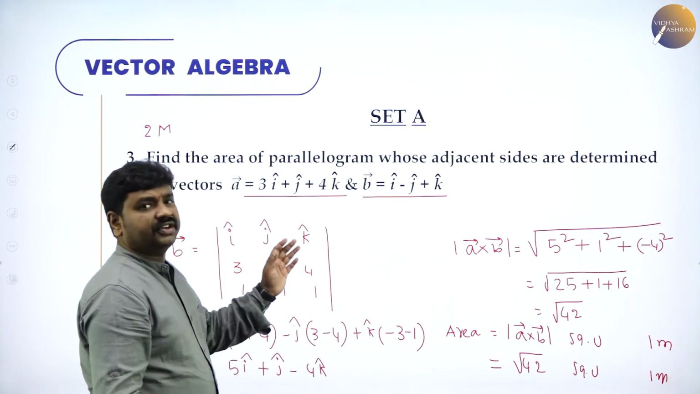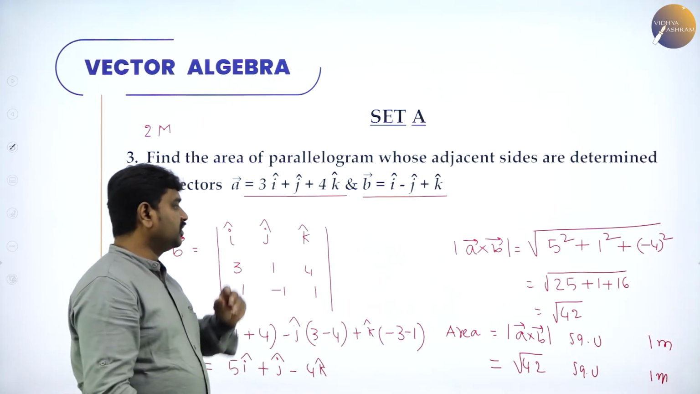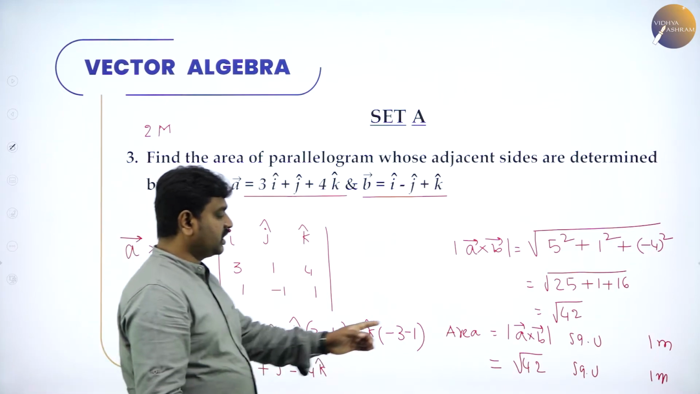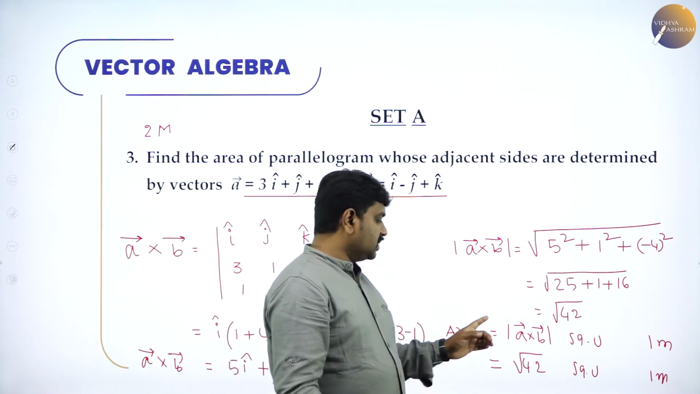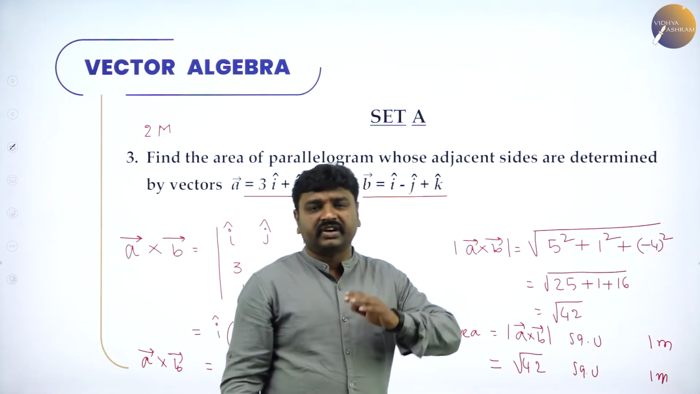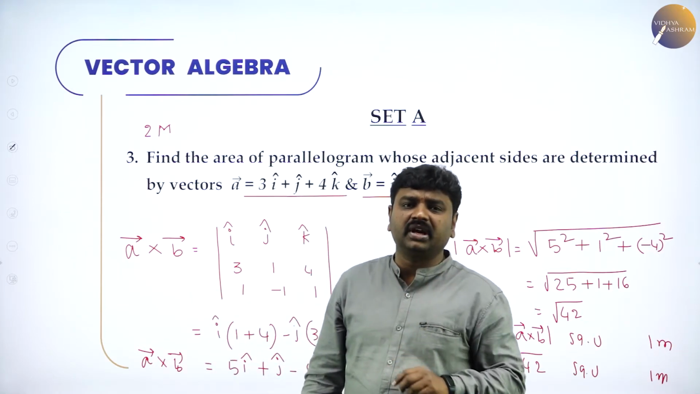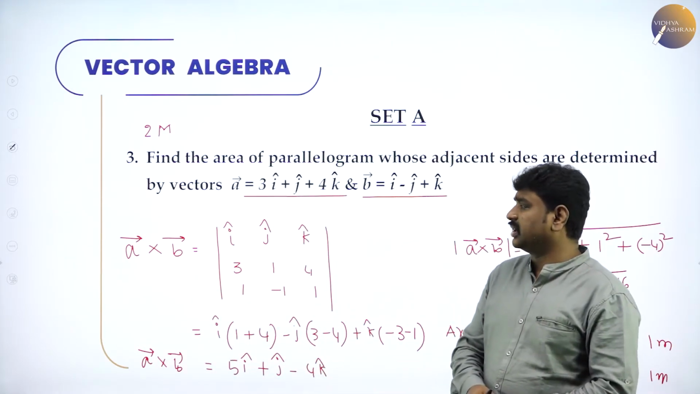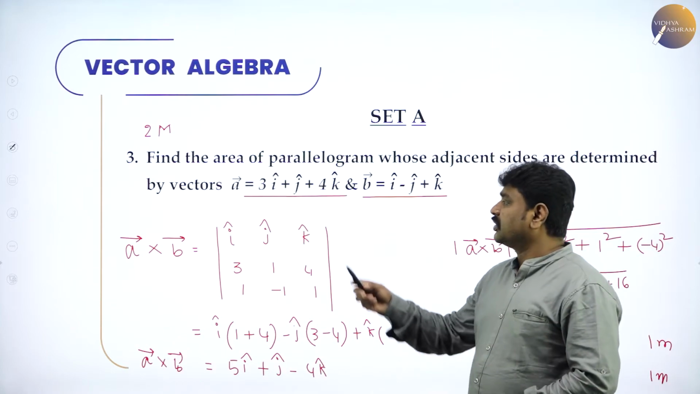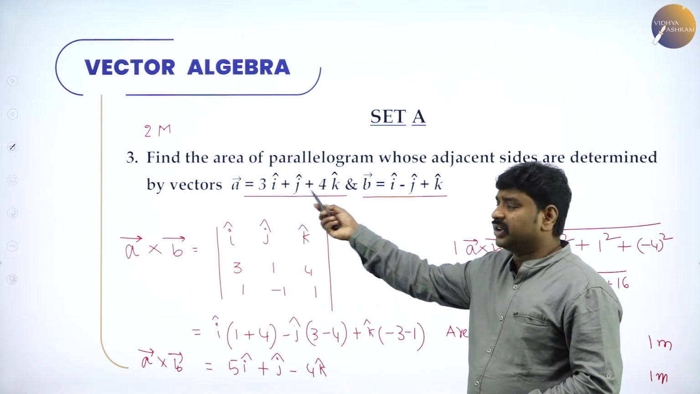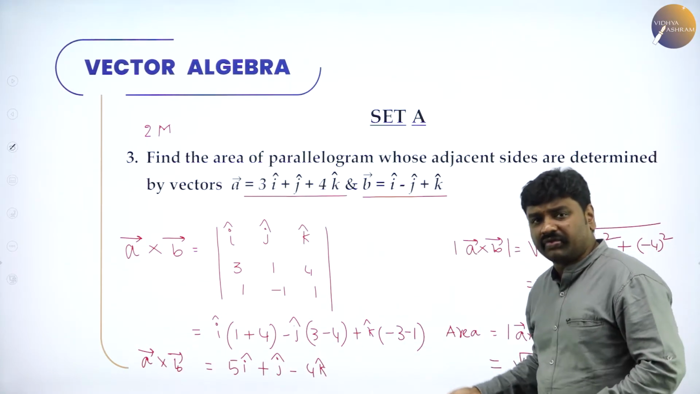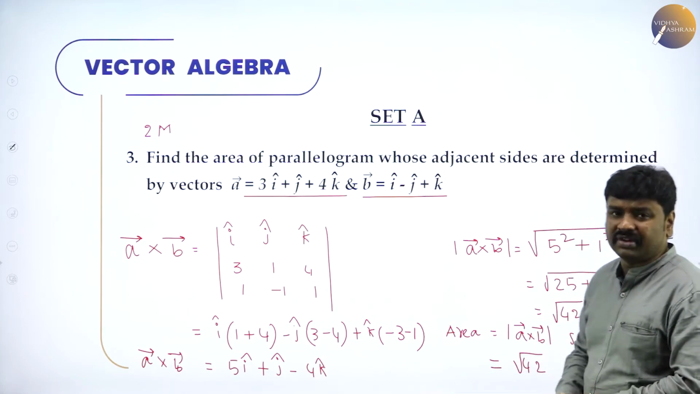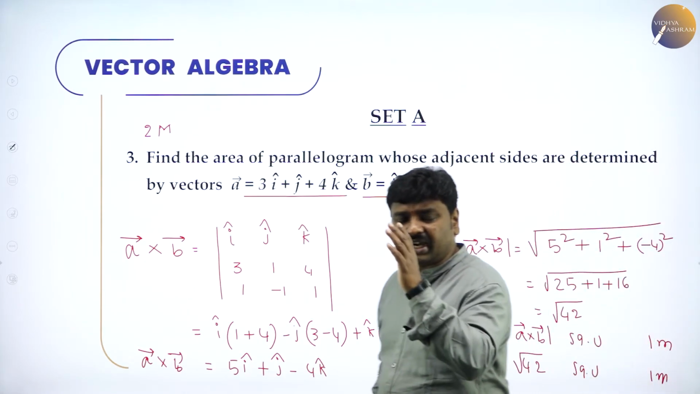So this is a standard repeated question. So remember the formula. What is the area of parallelogram? Area of parallelogram is magnitude of vector A cross vector B, where vector A and vector B are adjacent sides of the parallelogram. So I gave adjacent sides of the parallelogram as vector A and vector B. They want you to find area. So remember the formula. What is the formula? Magnitude of vector A cross vector B.